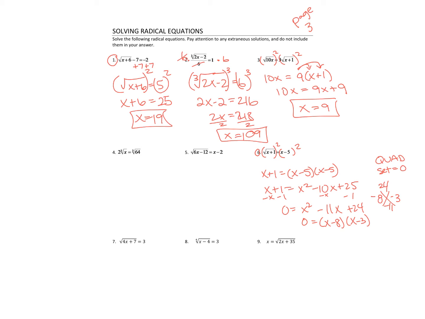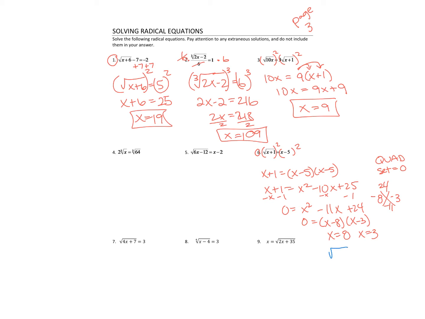was 1. So when I set each factor equal to 0, I get x equals 8 and x equals 3. But remember, we should always be keeping our eye out for an extraneous solution, and for sure, if we get something quadratic and we solve it, we definitely need to keep our eye out for an extraneous solution. So let's plug both back in.